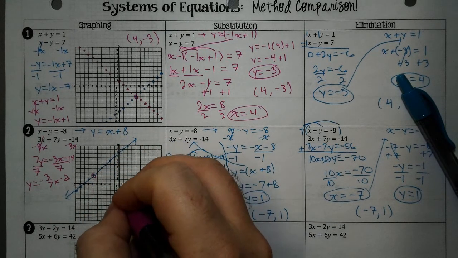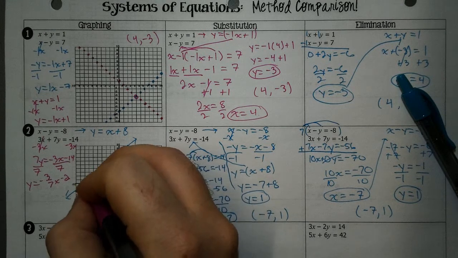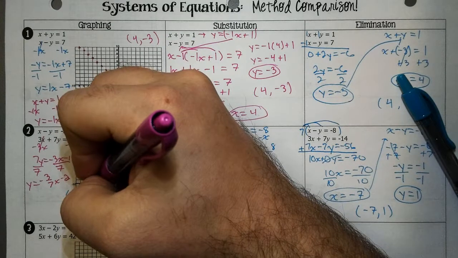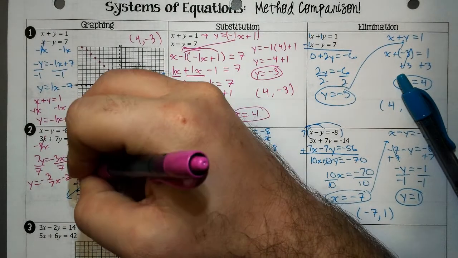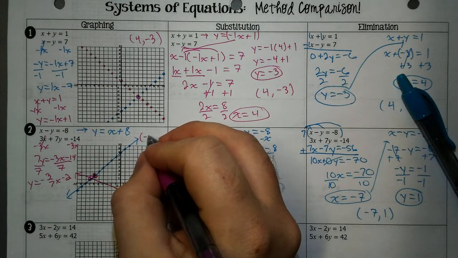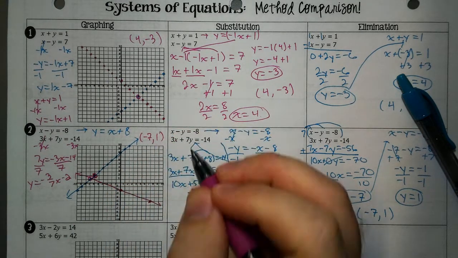Oops, sorry. 1, 2, 3. They're right here. There we go. So, they cross right there. And once again, it'll be at the point negative 7, 1. Sorry about that little error we had.